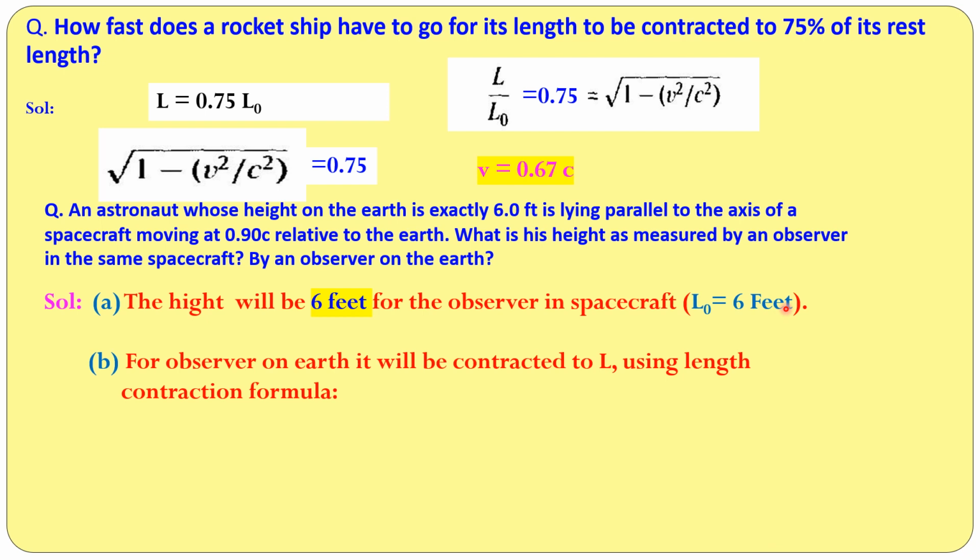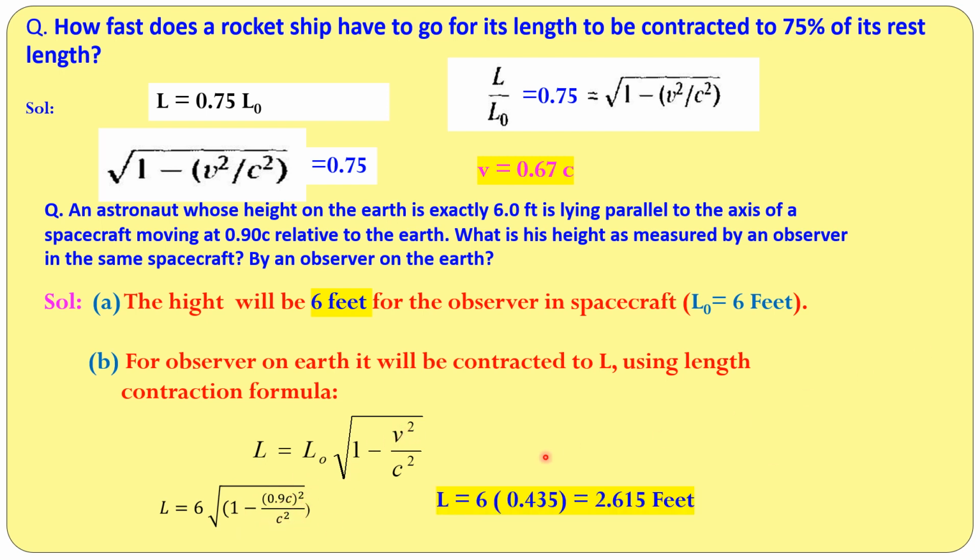But this height will be changed for the person on the earth. If the observer is on earth, then it will be contracted to L, which we can find using the length contraction formula. L will be L naught root of 1 minus v square by c square, and if we put in the values, L naught was 6 feet and v was given as 0.9 c, so 1 minus (0.9 c) whole square divided by c square, and after solving this, L equals 6 into 0.43, which is 2.615 feet.